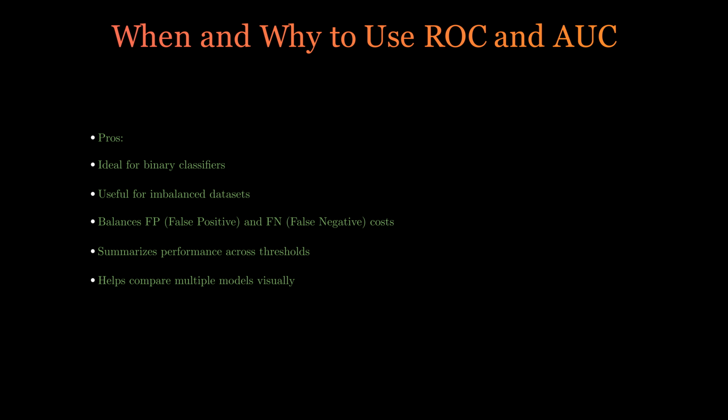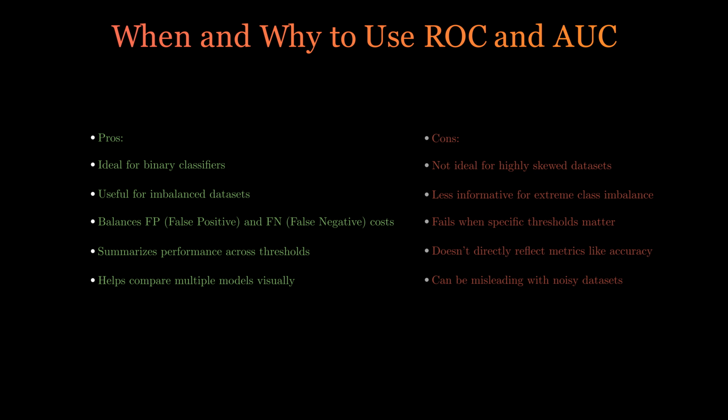Let's first focus on the strengths of ROC and AUC. These metrics are ideal for binary classifiers and excel in scenarios with imbalanced datasets. They also help when the costs of false positives and false negatives differ, like in medical diagnostics, where misclassifications can have serious consequences. Additionally, ROC and AUC summarize model performance across all thresholds, making them excellent tools for comparing multiple models visually and intuitively.